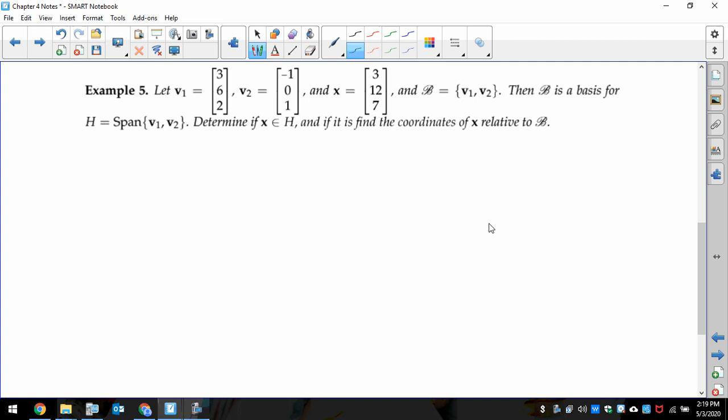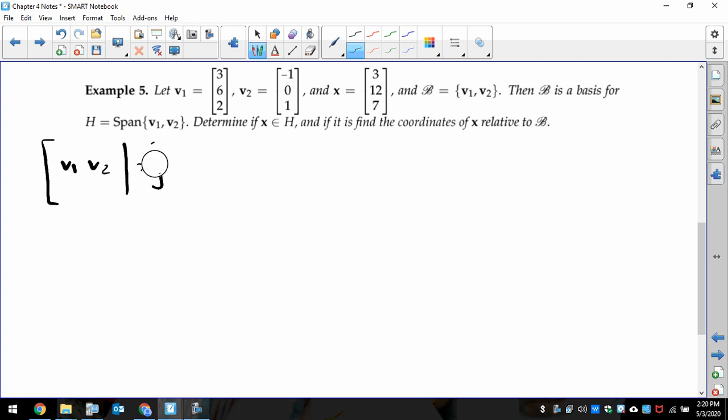We're doing good. So they say let v1, v2, and x be vectors, where v1 and v2 form a basis for our space. H is the span of those two, so v1 and v2 is the basis of H. Determine if x is in H, and if it is, find the b coordinates relative to that. Sure, so let's go ahead and just do v1, v2, and x, and see.